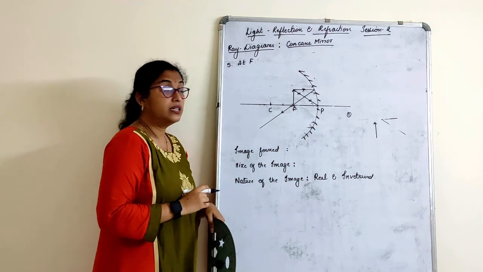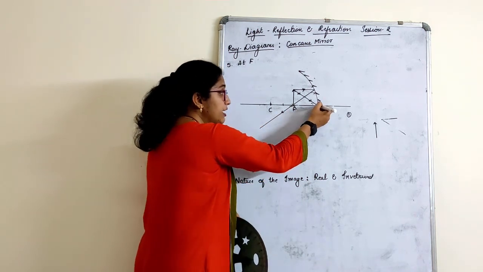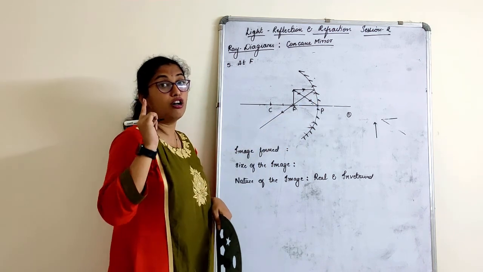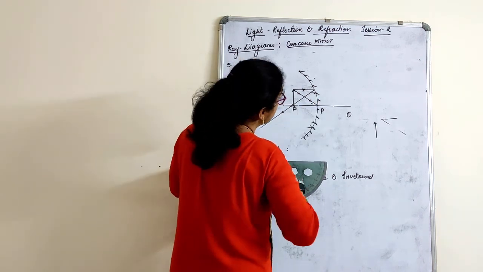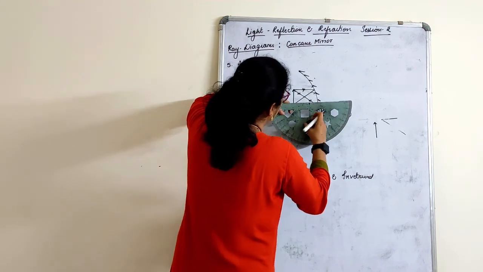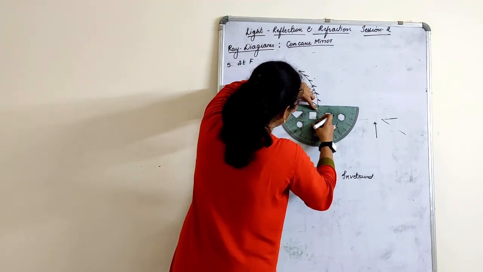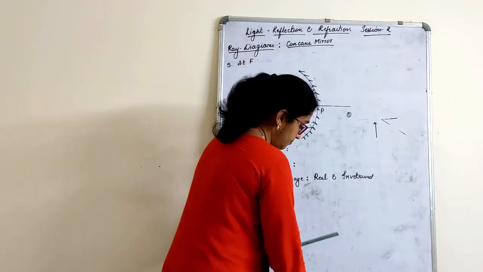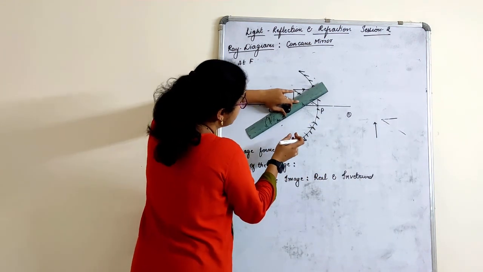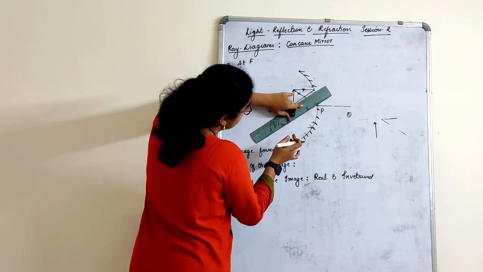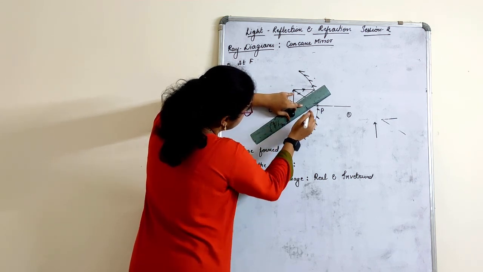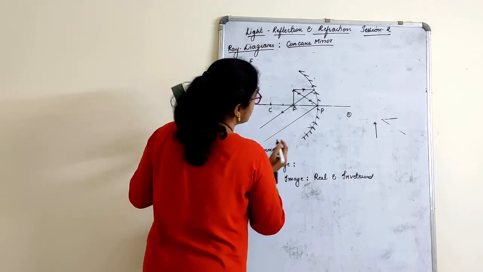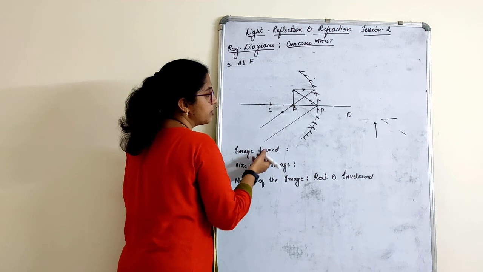This is 30 degree. Since it is 30 degree, my ray should come outward. The incident ray is 30 degree, so the reflected ray should also be 30 degree. So mark 30 degree here. Keep your protractor. Be very careful in marking angles. Comes here. So 30 degrees here means my ray should come like this. Yes. So what is it coming, children, here?